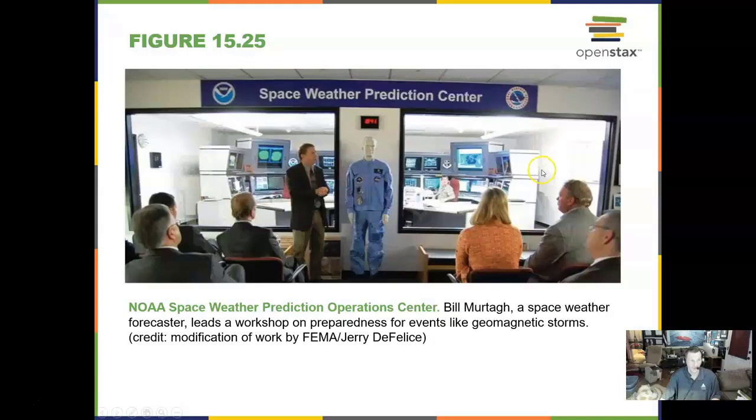One of the things that we do is monitor space weather. Space weather is how the Sun and auroras interact with Earth and us. NOAA, the National Oceanic and Atmospheric Administration, the ones that bring you the National Weather Service, are charged with predicting space weather. And you can see them inside there doing that.